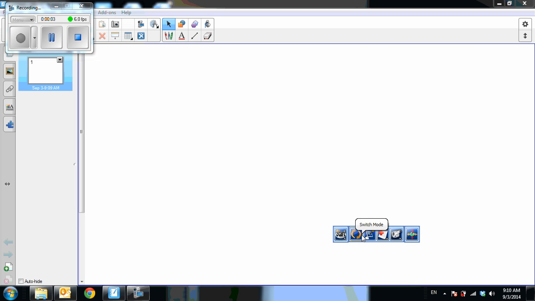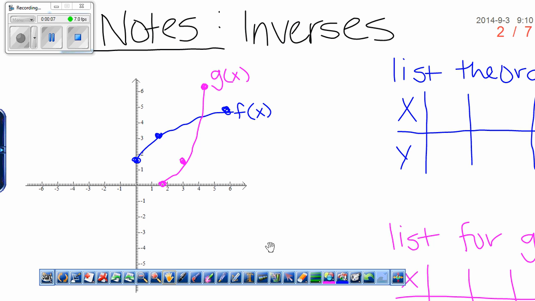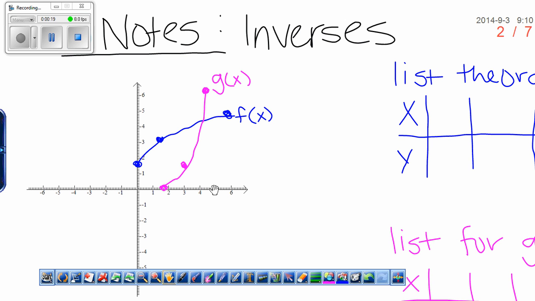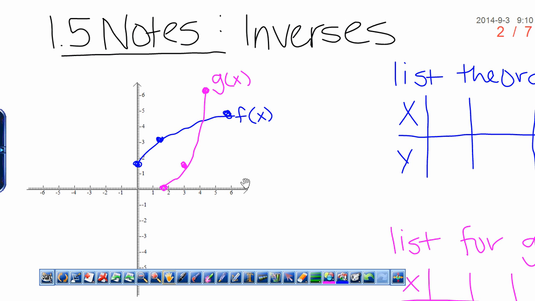So as you can see, today we're talking about inverses. And inverses are a concept that are going to be pretty standard throughout this year. With a lot of our different functions, we're going to be talking quite a bit about inverses. So I've got these two functions, f of x and g of x. They're just random functions.